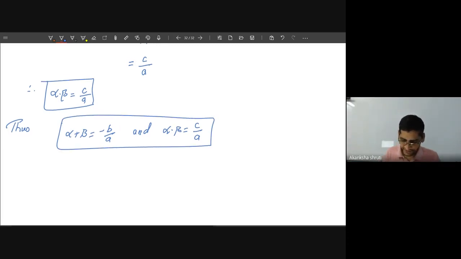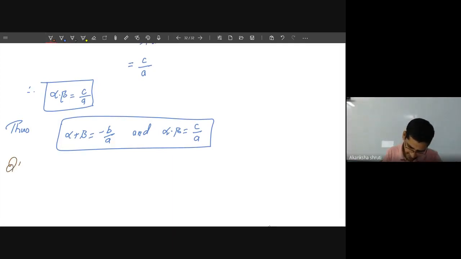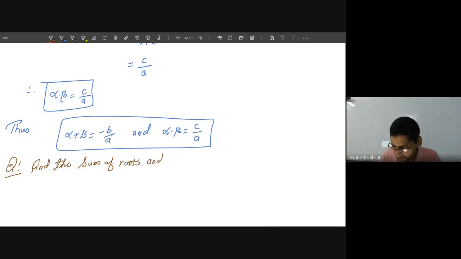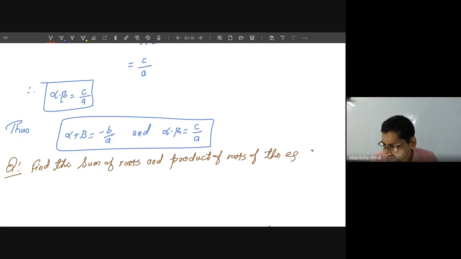Student, how are the questions framed? So let us take a small question. Find the sum of roots and product of roots of the equation, let us take x minus, or x equals to 1 by x plus 3.